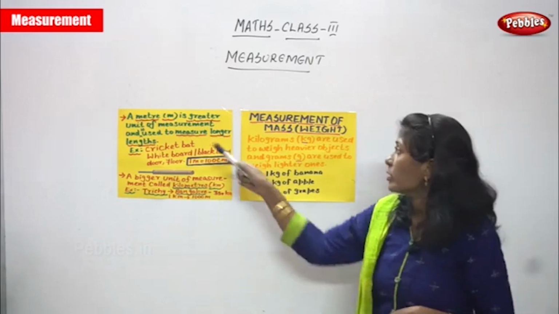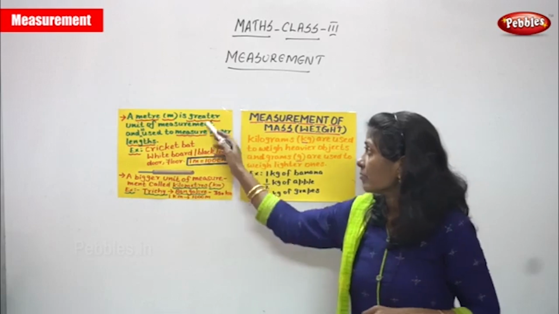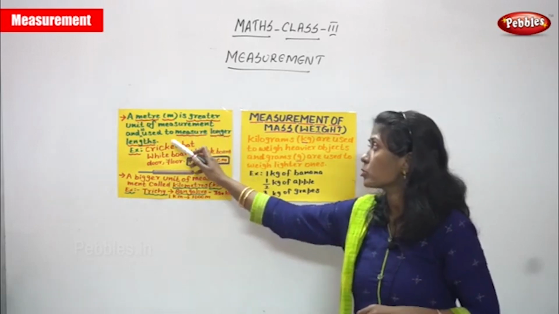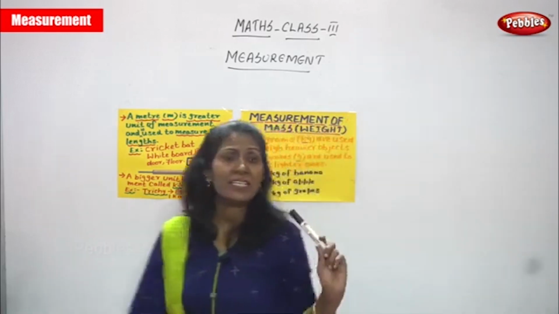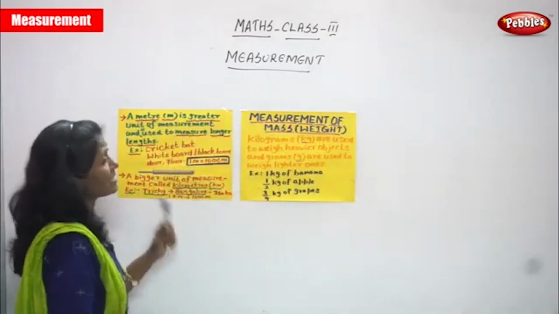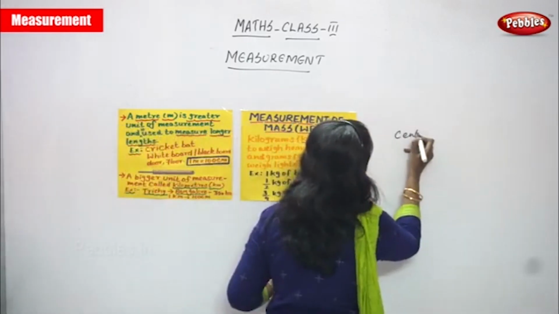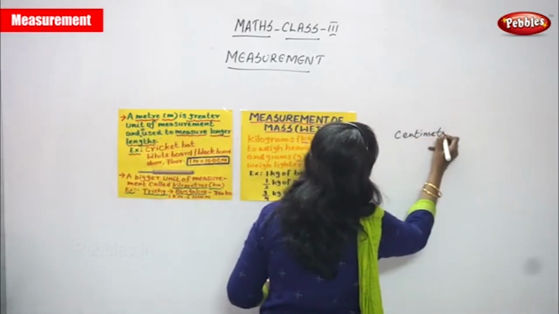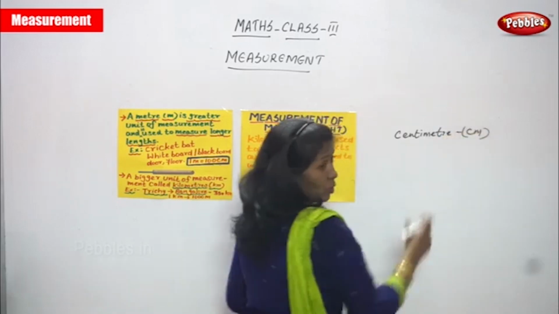We are going to see the meter. I told you it's a middle length, but here I have written greater unit of measurement and is used to measure longer lengths. Okay, I'll repeat once again. A meter, it denotes m. Centimeter, I already told you, it denotes cm. It is the smallest form.